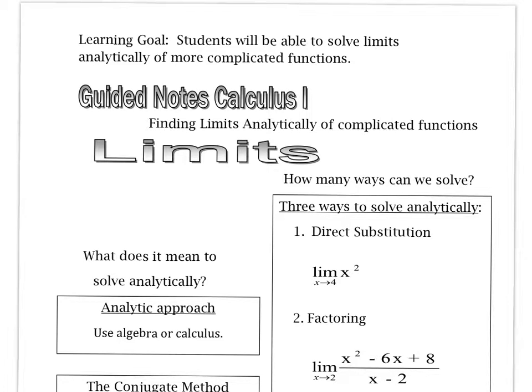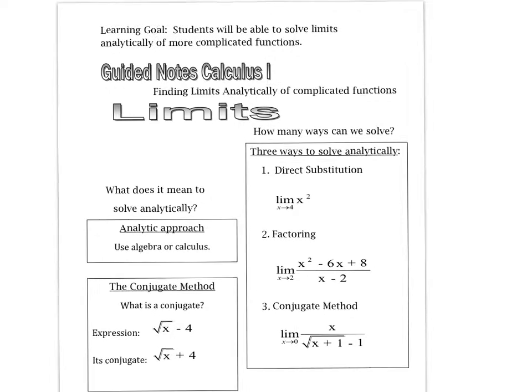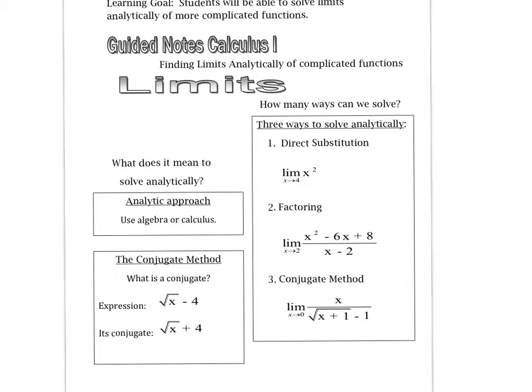Alright, so we talked about finding limits analytically. Now let's talk about some more complicated functions. Remember that when we do the analytic approach, we're either going to use some algebra or calculus. One of our common techniques is to just try and see if we could substitute it in, or see if it's factorable, and then therefore reduce some of the factors out, or we can see if we can just multiply by a conjugate method.